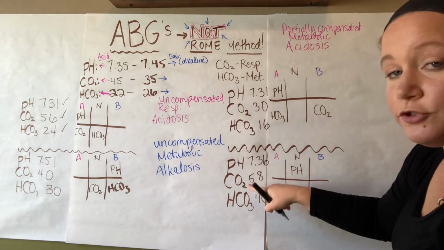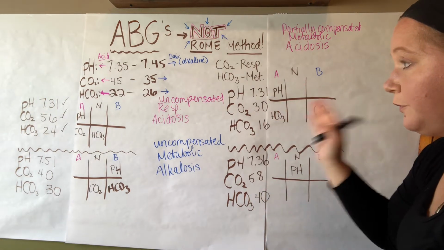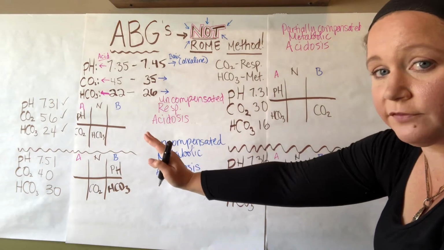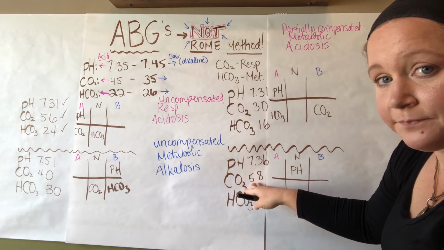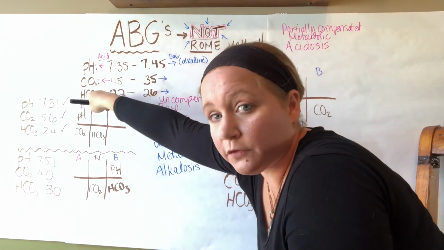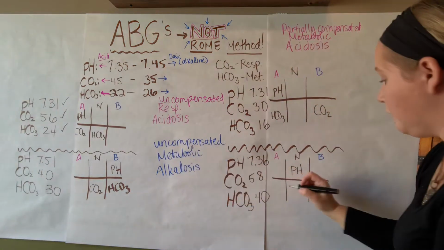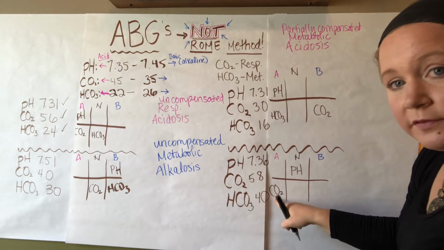We have a CO2 of 58. So what box do I put that in? Our range is 35 to 45, and we're talking about 58. 58 would be way over here, right? So that is on the acid side. So I'm going to put CO2 in this acid box.